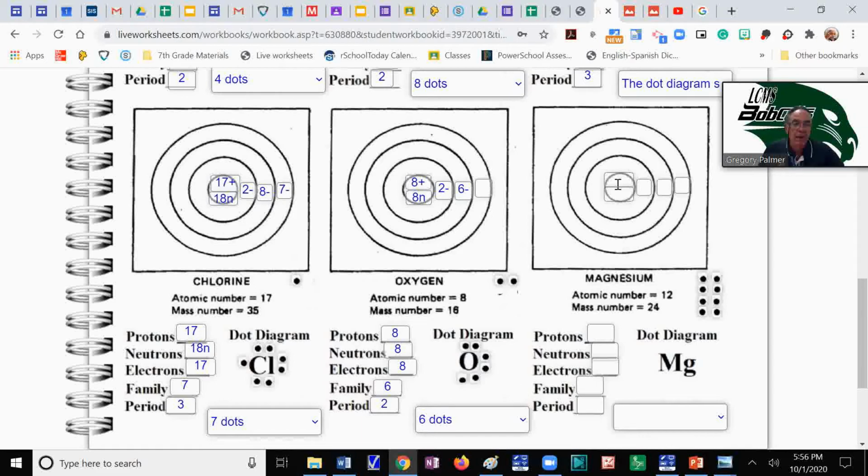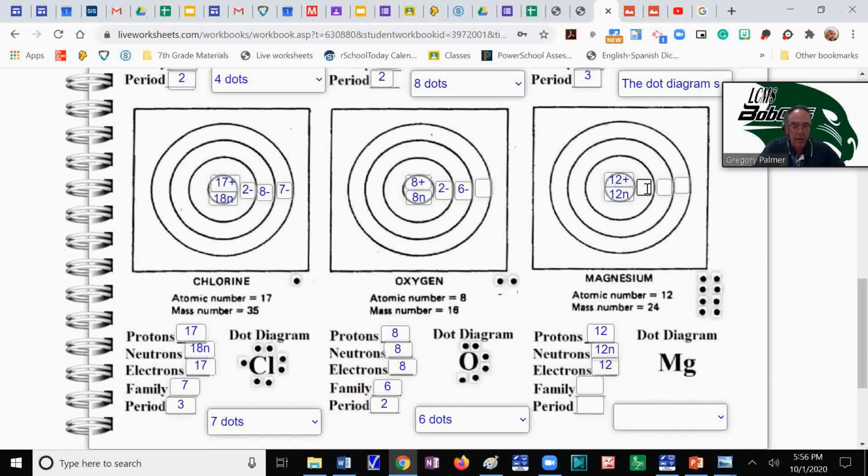The last one is this magnesium. It shows us it has an atomic number of 12, so it has 12 protons. 24 minus 12 is 12 neutrons. And we know it's going to have 12 electrons. So we're going to put our model, 12 protons in the nucleus. We got 12 neutrons.